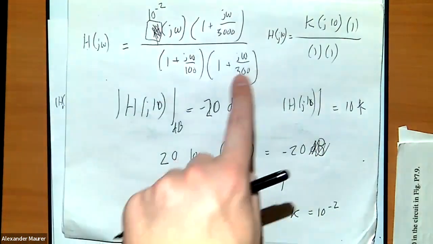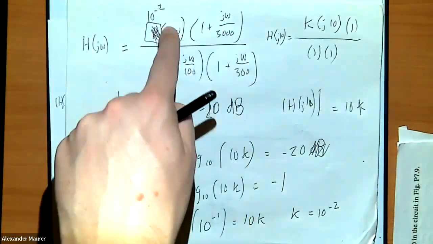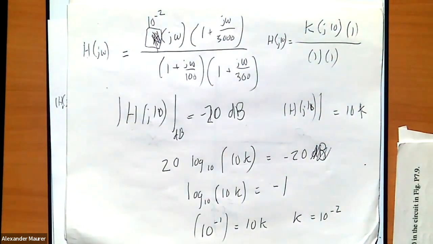And then from here, if you wanted to get to the other form, you just manipulate it in the same way that I described in the previous example.